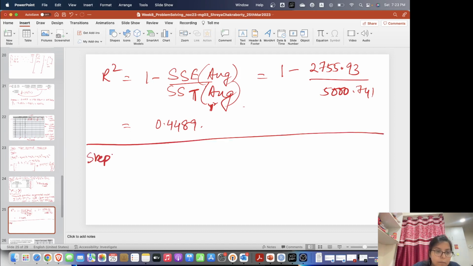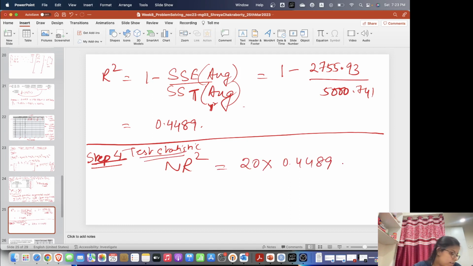Now step 4 is to calculate n into R square. This is our test statistic. So here we have n 20 into 0.4489. So this value is 8.977. We are going to reject H naught. H naught was no heteroscedasticity.